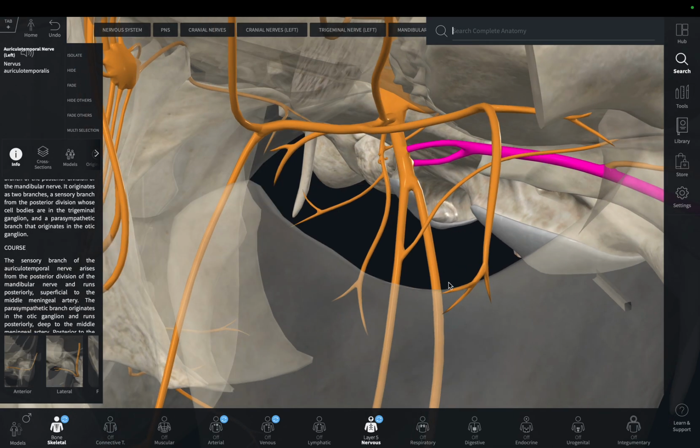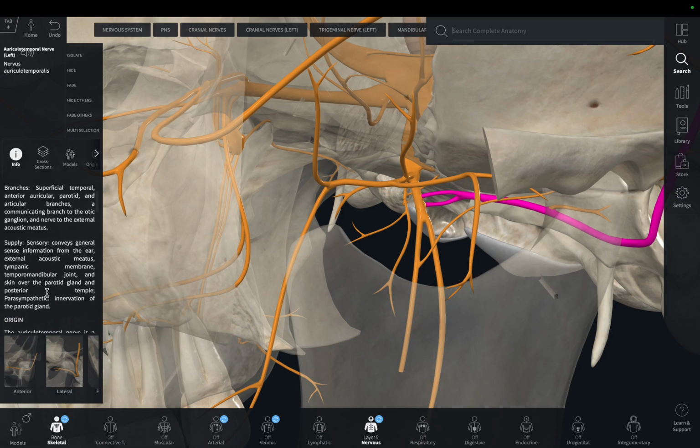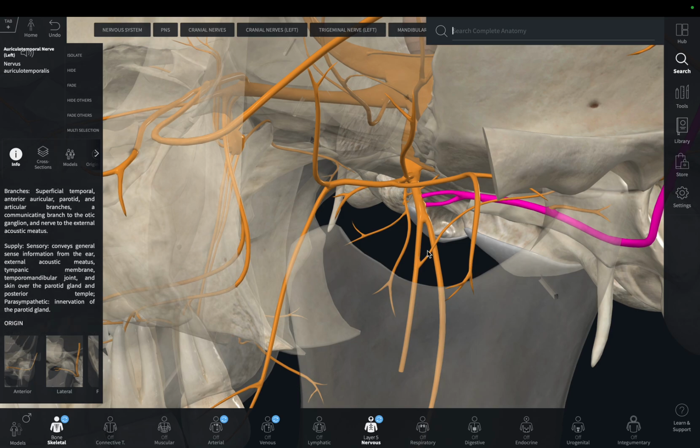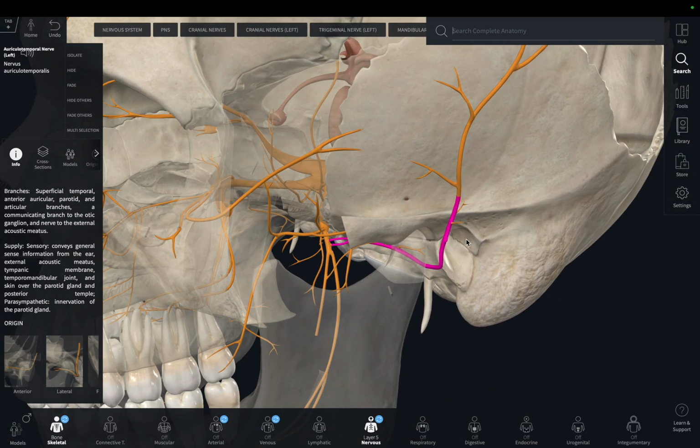This first one is the auriculotemporal nerve, which provides sensation from the ear, external acoustic meatus, tympanic membrane, temporomandibular joint, and skin over the parotid gland and posterior temple. It also provides parasympathetic innervation of the parotid gland. It does this via hitchhiking fibers from the glossopharyngeal nerve.